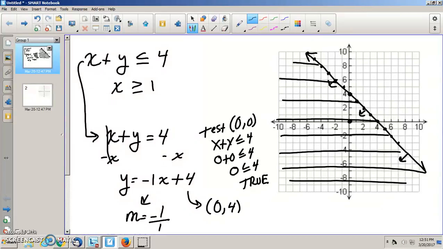Now, the x greater than or equal to 1, that one's a lot easier. First of all, if you graph the boundary line, x equals 1, that's a vertical line that crosses at x equals 1. So here's our vertical line right here. That's x equals 1. When it says x has to be greater than or equal to 1, first of all, the or equal makes it a solid line. Greater than or equal means the x coordinates have to be more than 1. So those are all the points to the right.